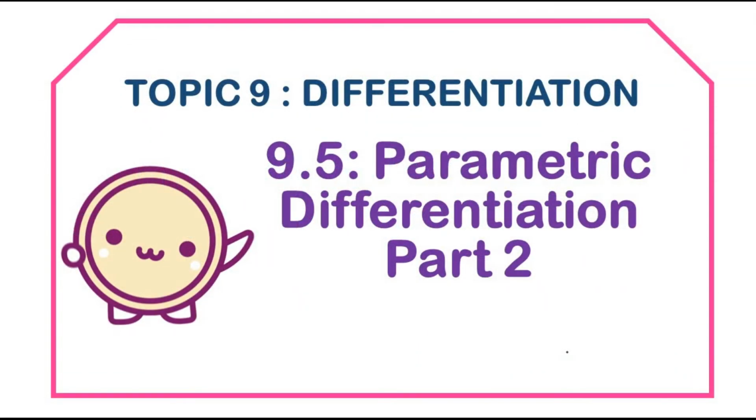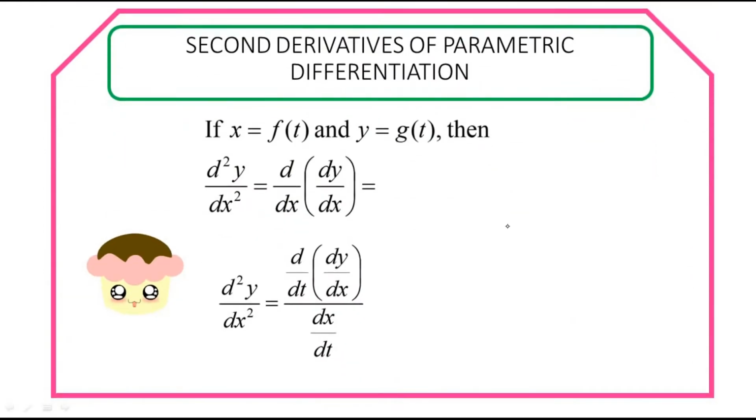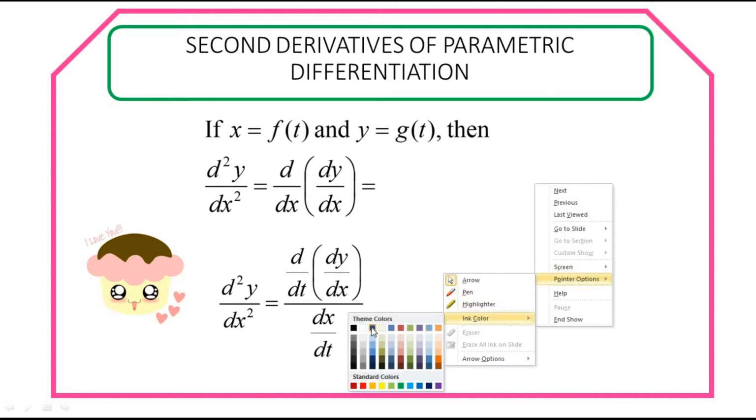Now, in this part, we will discuss another part of parametric differentiation, where we will find the second derivative of parametric differentiation. So, for the second derivative, let's say we have the same situation: our x equation is in terms of t and our y equation is also in terms of t.